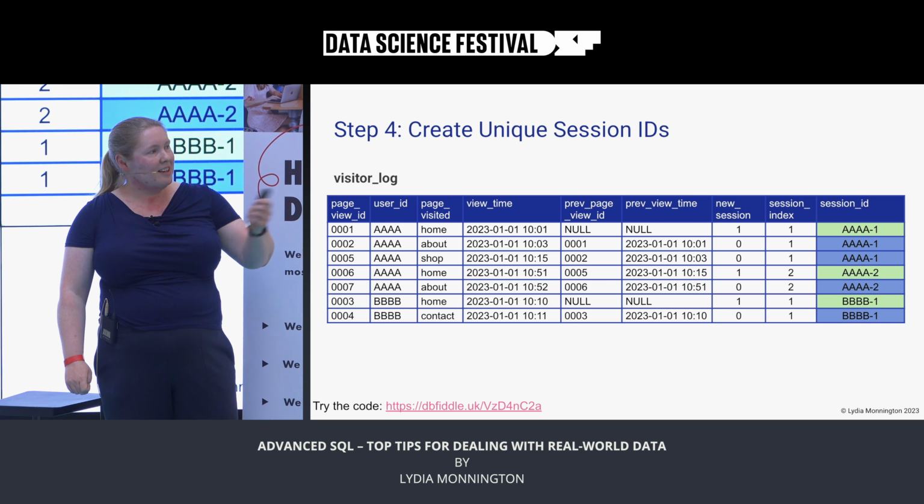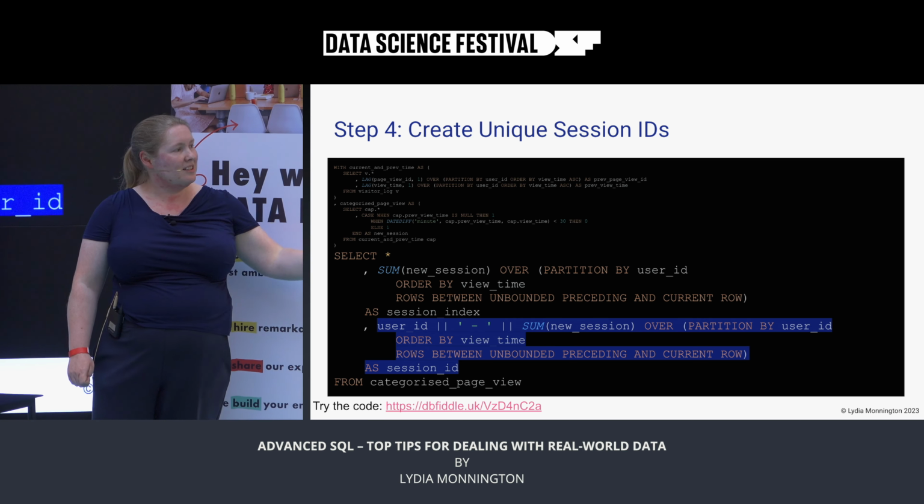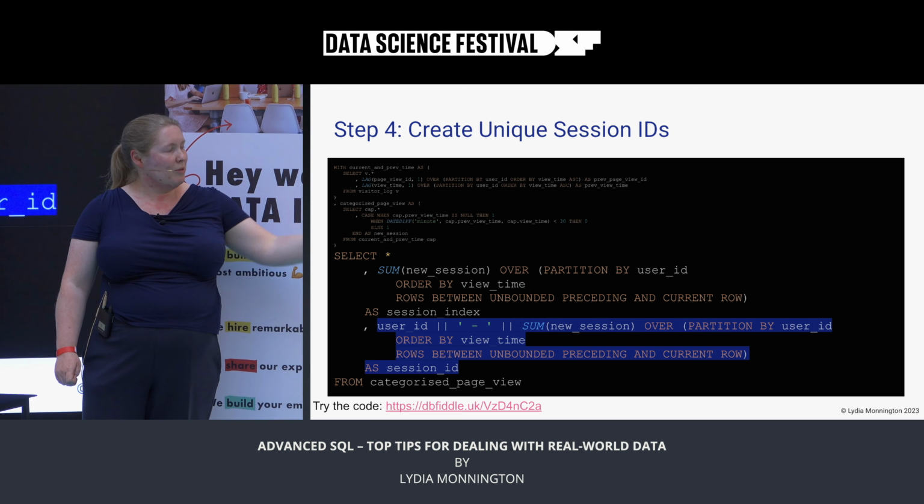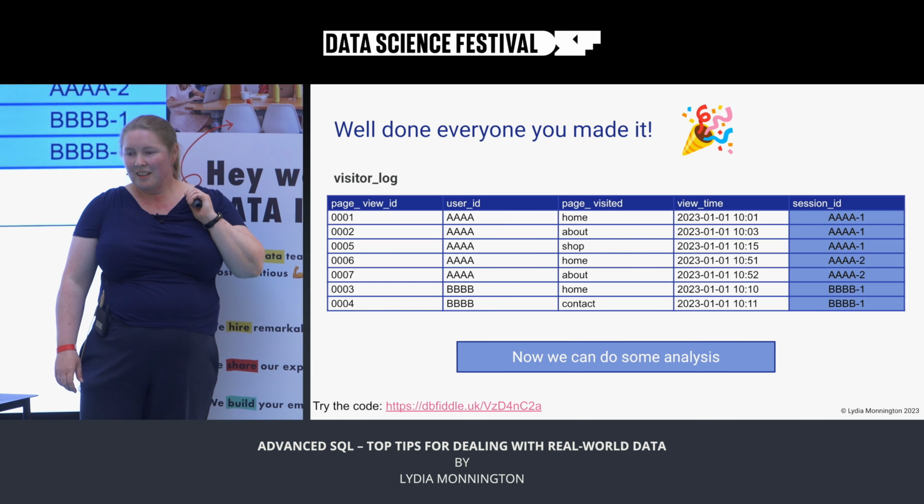And then finally, we turn that into a new unique session ID. You might have already seen how I've done this. We effectively take what we just did, do a text join with the user ID, and then we get a unique ID. So we've done it. We have now got unique session IDs.